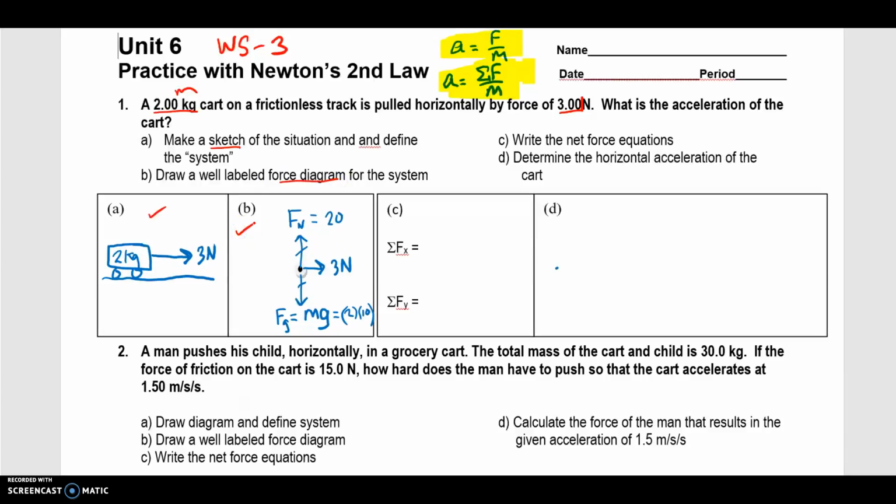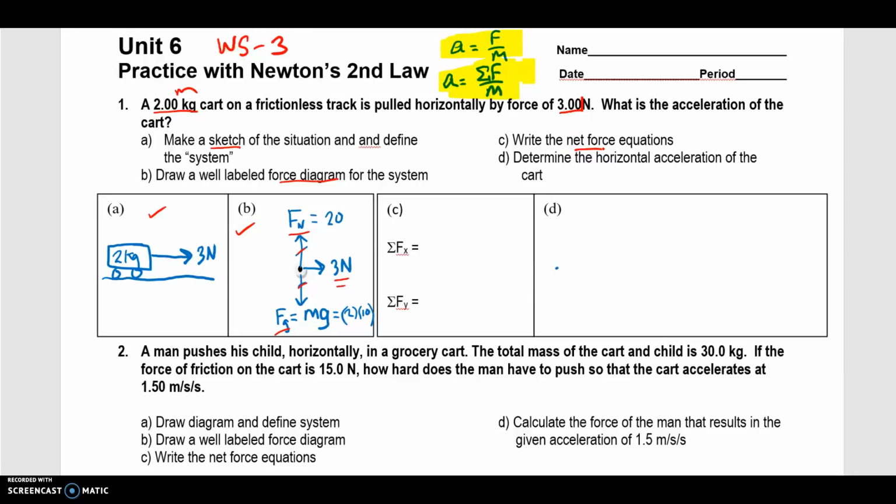That's what I have drawn here, showing the gravitational force, the normal force on this level surface, and I know that those are the only two forces. Since there's no acceleration vertically, those are balanced, and there's just one unbalanced force here. So the third thing to do is write the net force equation.